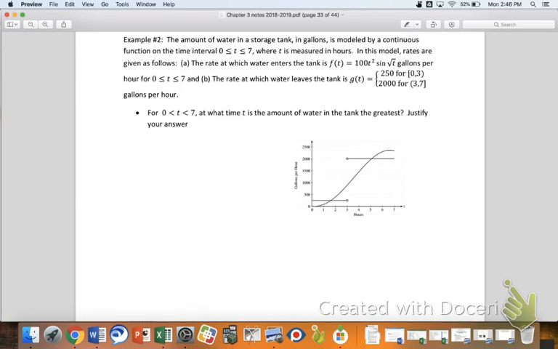The rate at which water enters the tank is f of t, a modified trig graph measured in gallons per hour. And B, the rate at which water leaves the tank is g of t, which is piecewise, measured in gallons per hour. So on the graph down there, can you guys identify f of t and g of t real quick? Which one is f of t? The curvy one. Yep, there you go. So f of t, I'll just label it right here. And that means g of t is the piecewise linear.